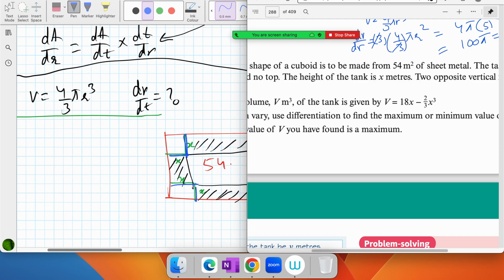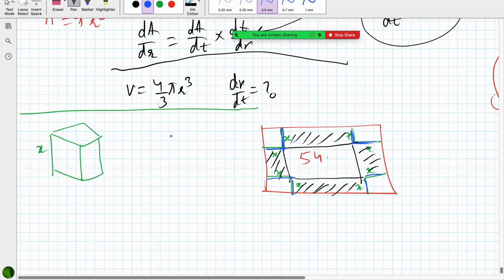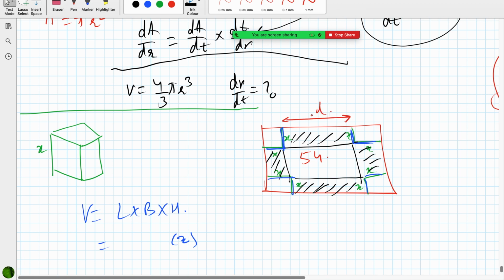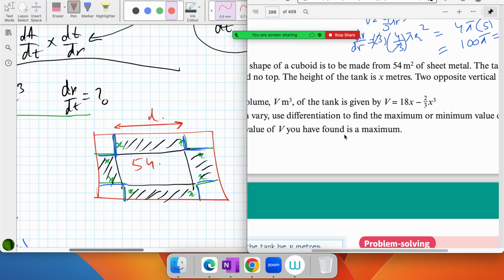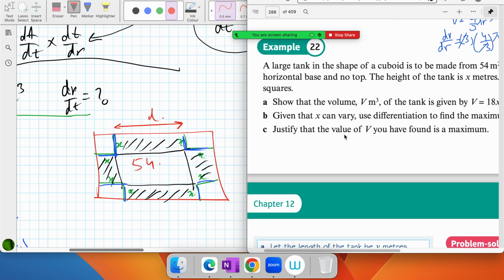So what would be the volume? Volume is length into breadth into height. Volume of the tank is length into breadth into height. We are very sure about the height and what length and breadth would be. If I say this is the length, would you agree? Question 1. This right here. I said if I say this would be the length, would you agree?